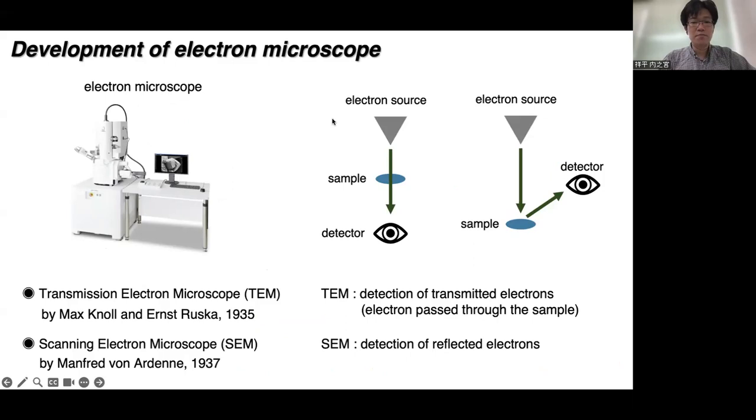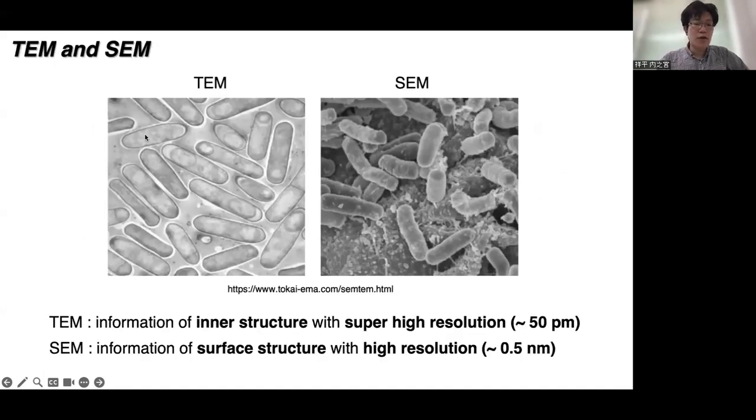So this is a brief explanation of TEM and SEM. In TEM imaging, TEM detects the transmitted electron, which means electron passes through the sample. On the other hand, the SEM detects the reflected electron. So that's why TEM can observe the internal structure of things. On the other hand, SEM provides the surface information of things. And it is mentioned that STEM can provide a higher resolution.